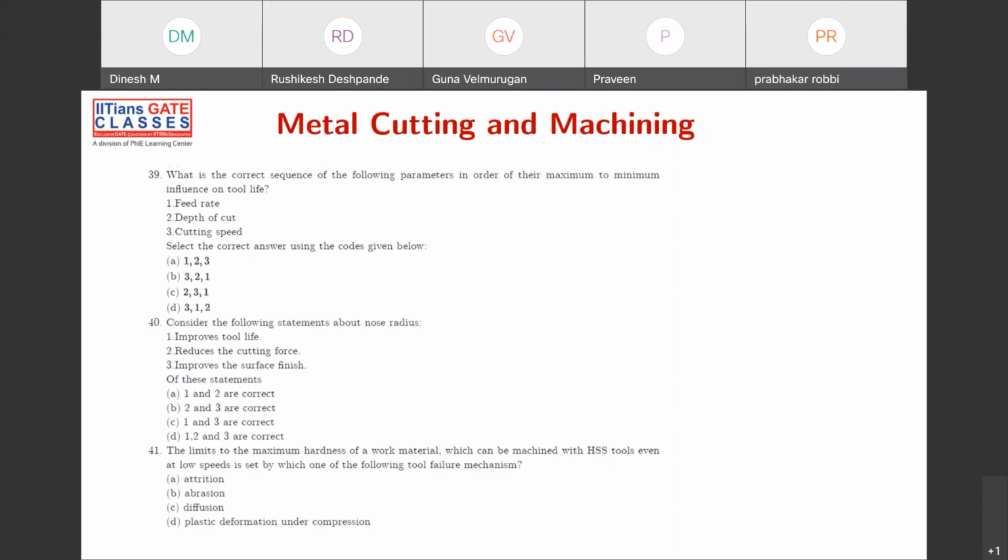What is the correct sequence of the following parameters in order of their maximum to minimum influence on cutting tool life? You are saying depth of cut has more effect on tool life, is it what you are saying, Naveen? Depth of cut will have more than cutting speed, then feed. Is it true? Think again.